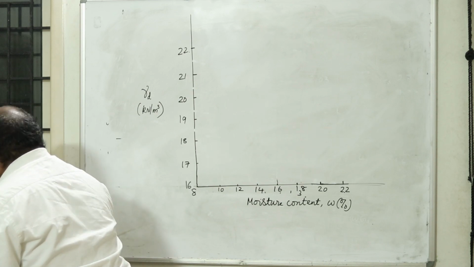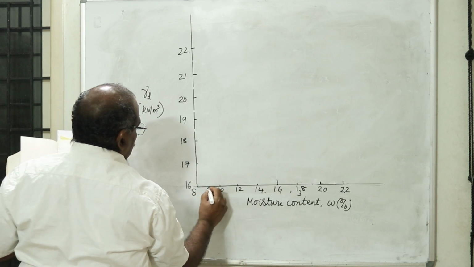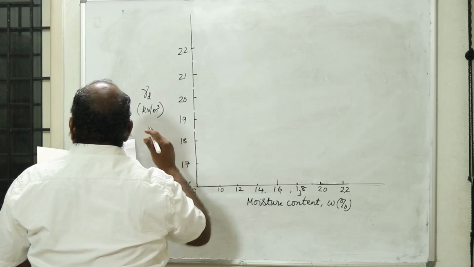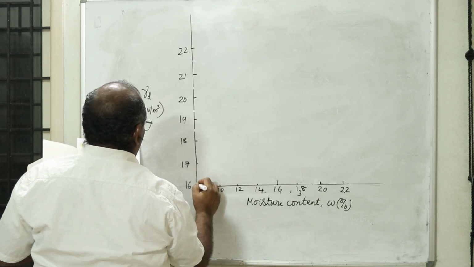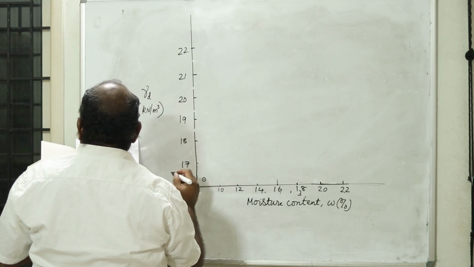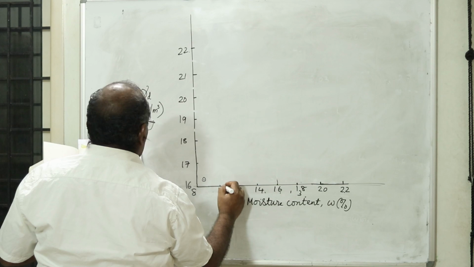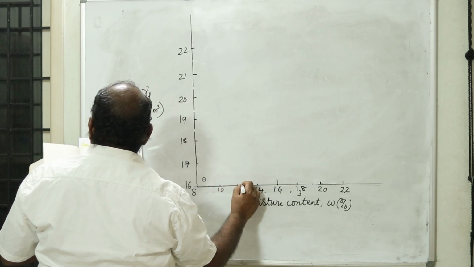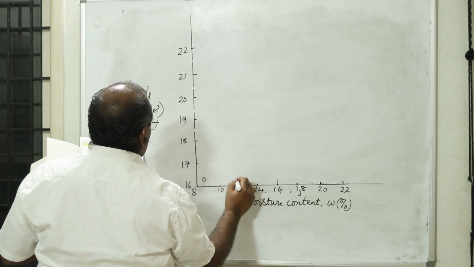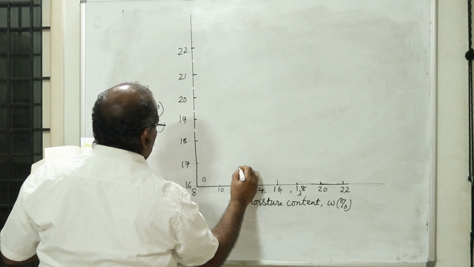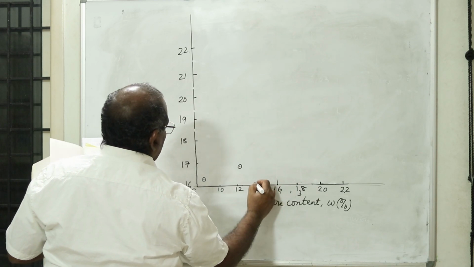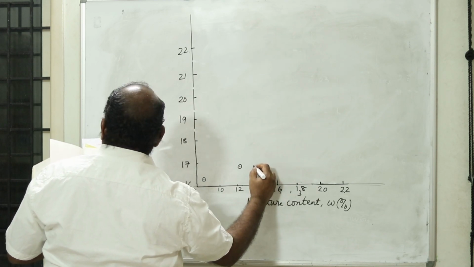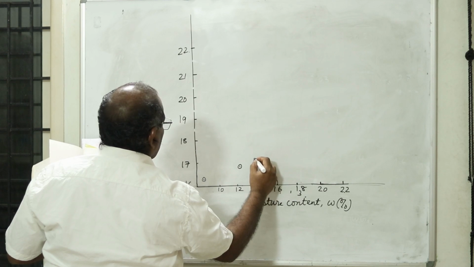Corresponding to 8.5, the value of density is 16.28. Then the next water content, 12.2: corresponding to 12.2, it is 16.97, almost 17. Then the third one, 13.75, you have 17.27, about 17.3.